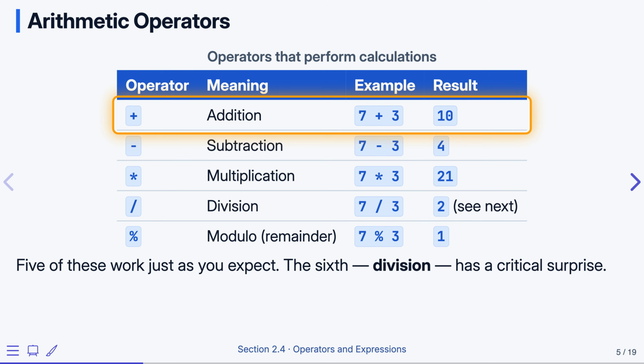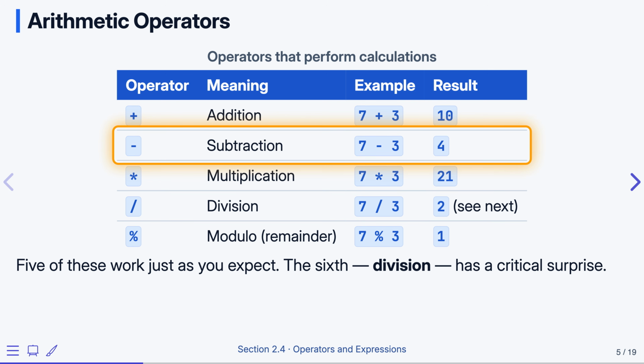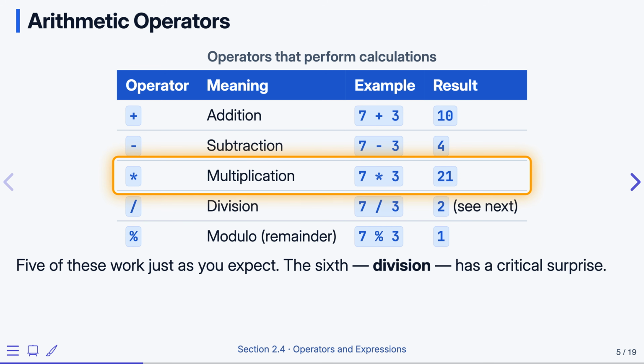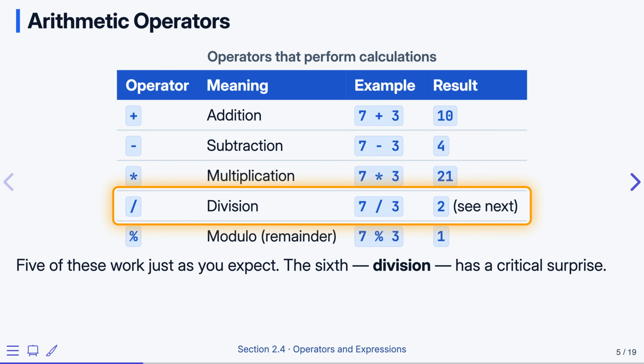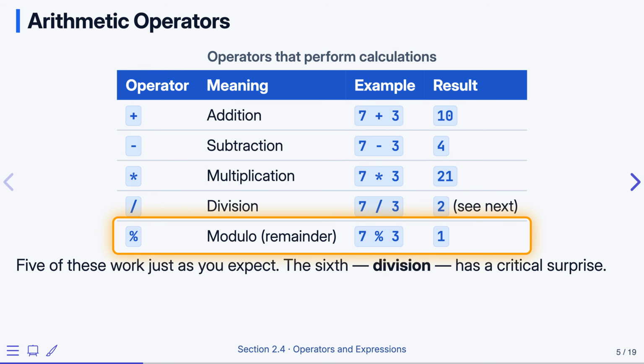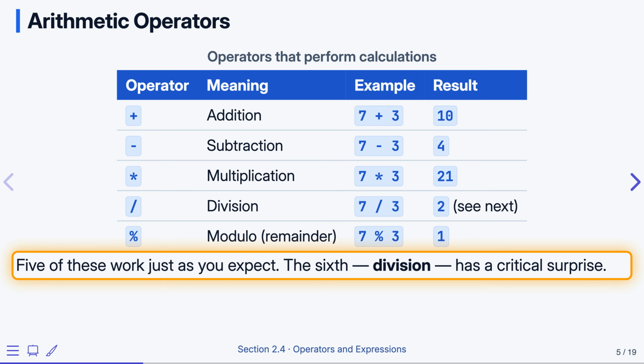The plus sign adds two values. 7 plus 3 is 10. The minus sign subtracts. 7 minus 3 is 4. The star does multiplication. 7 times 3 is 21. The slash does division. 7 divided by 3 gives 2 here, and we will see why on the next slide. The percent sign is the modulo operator. It gives the remainder. 7 modulo 3 is 1. 5 of these work just as you expect. The sixth one, division, has a surprise that catches beginners all the time. Let's look at it closely.